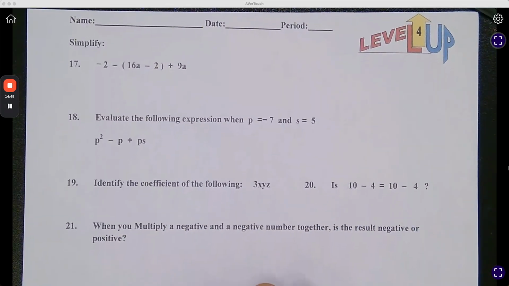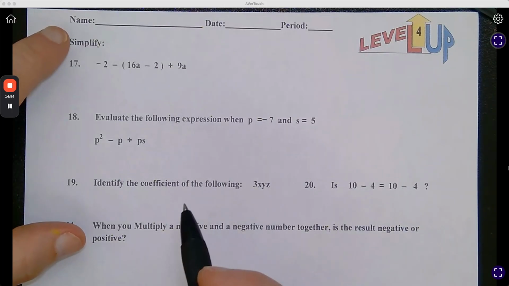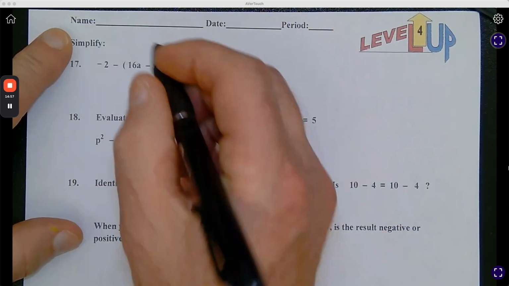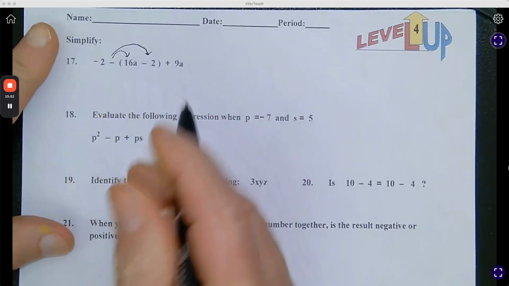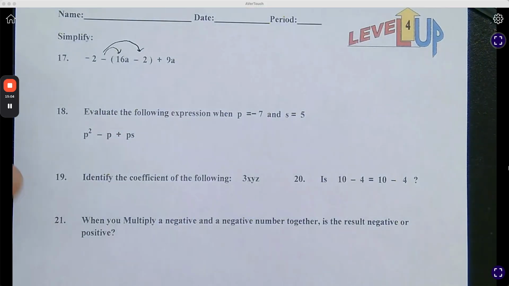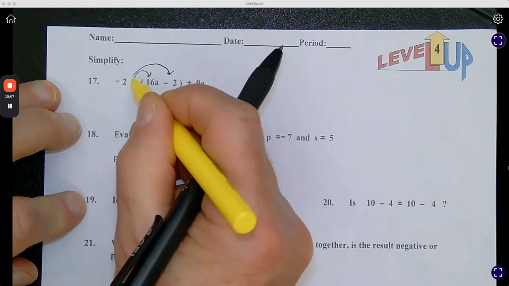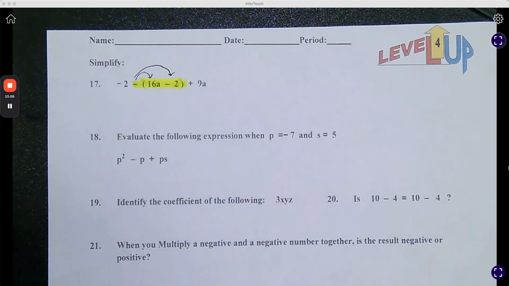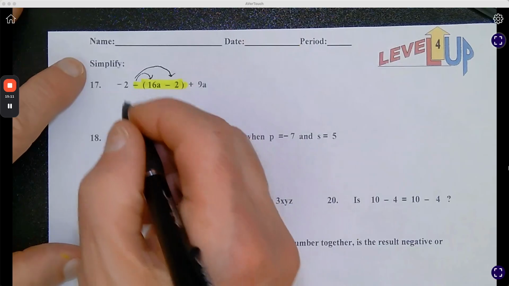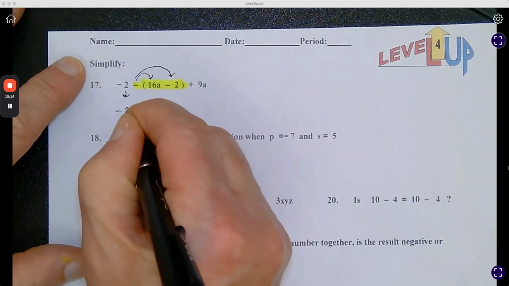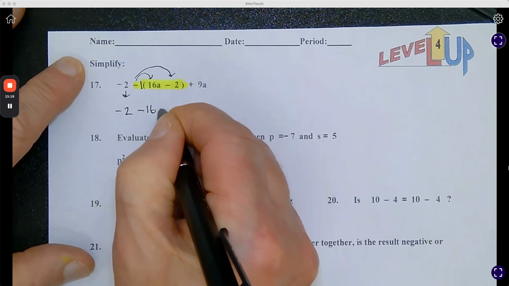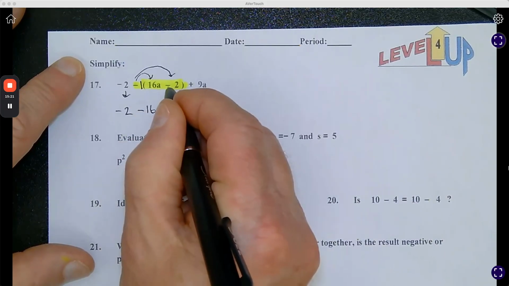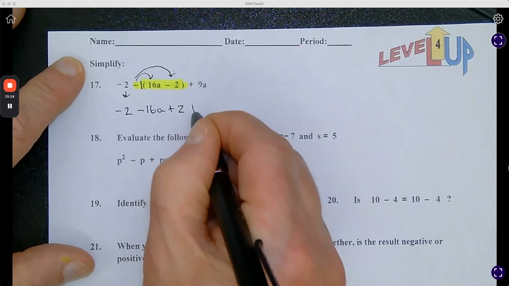Level up number 4. Okay. Remember, you only distribute what is against the parenthesis. So I'm only going to distribute the negative. I am not going to distribute that -2. That's a very common mistake. So this is the distribution, which means the other terms just come down. So that -2 comes down. -1 times 16 is -16, and -1 times -2 is +2.